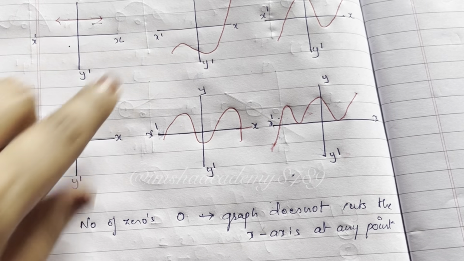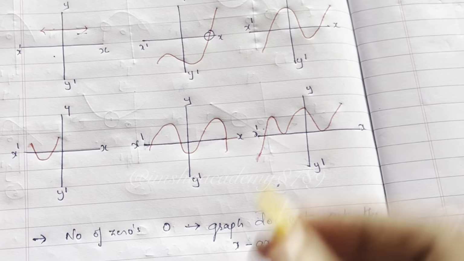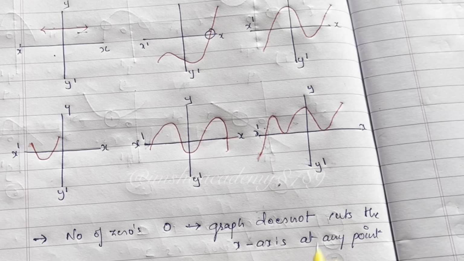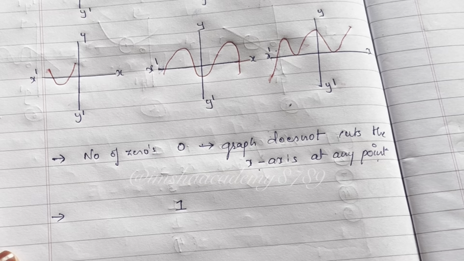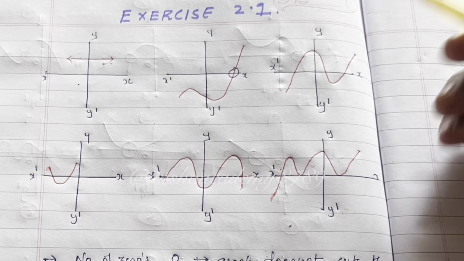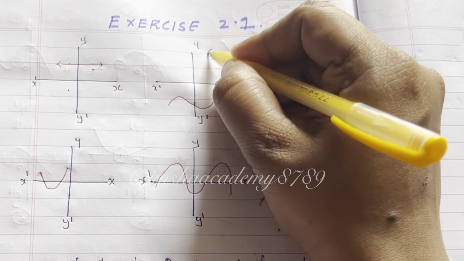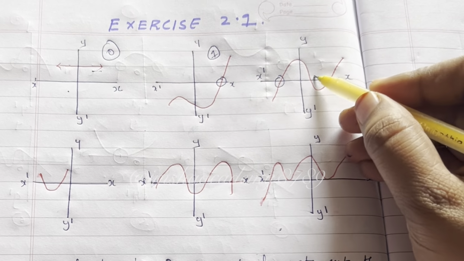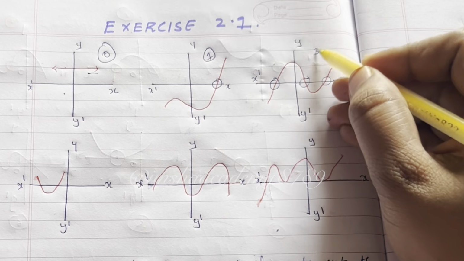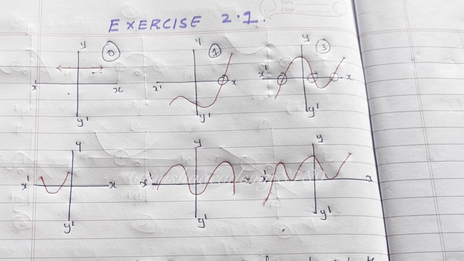Second one, the graph is cutting the x-axis at one point. So the number of zeros is 1 because the graph is cutting the x-axis at one point, or intersecting at one point. Similarly, here the number of zeros is 1, here it is 0. Here the number of zeros is 3. Write a similar description, an explanation.